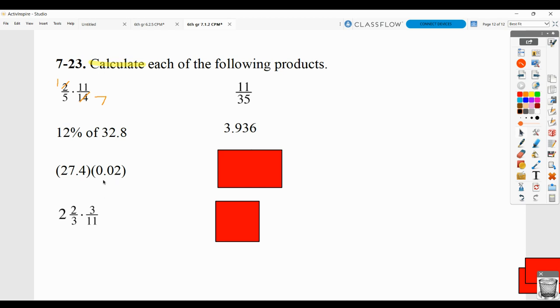Here again, I should see the work. I should see that you multiplied. And you'll also need 3 decimal places again in your answer. You get 548 thousandths. And here you should show that you changed the 2 and 2/3 to an improper fraction first. So 3 times 2 is 6, plus 2 is 8. So we get 8/3 times 3/11. And then simplify your 3's would probably be the best way to approach it. And then multiply across.